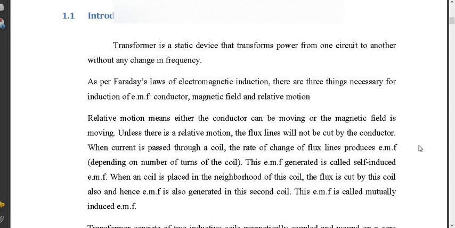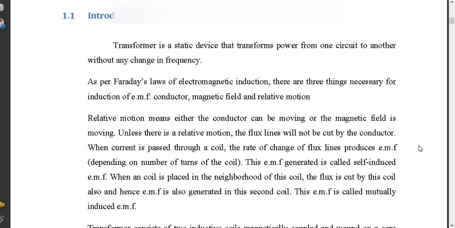Now if this coil has one more coil placed near it, irrespective of the fact that the other coil is not supplied with any voltage and there is no current set up in it, just because the flux lines flowing through the first coil are getting linked with the second coil, there is an induction of EMF in the second coil. This EMF induced in the second coil is what is called mutually induced EMF. So statically induced EMF and mutually induced EMF, let me again talk about it.